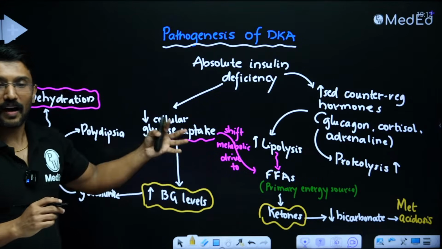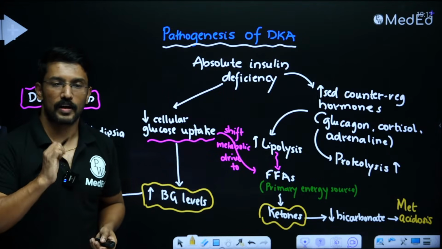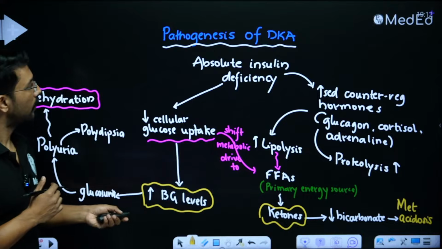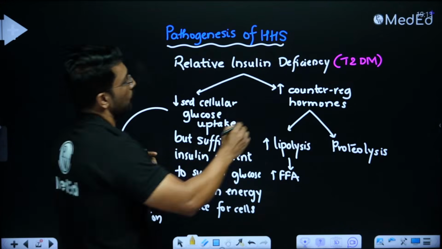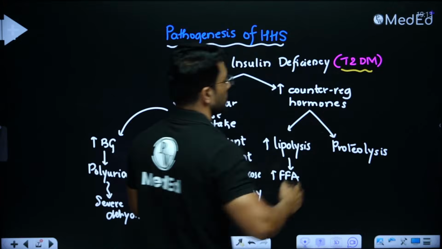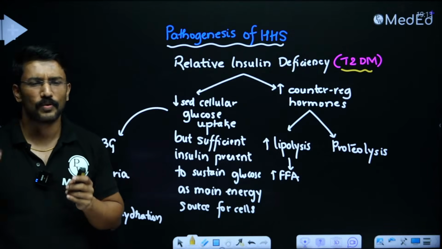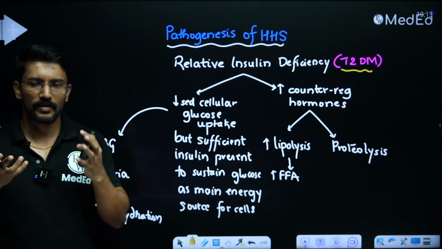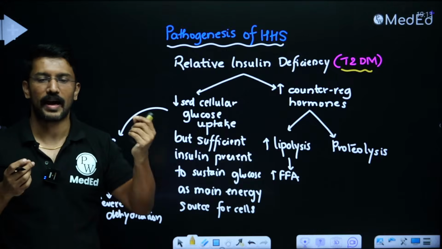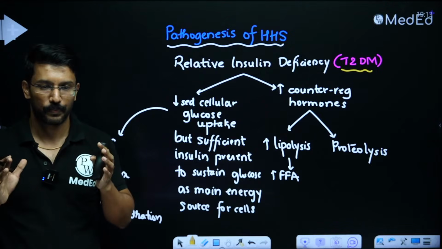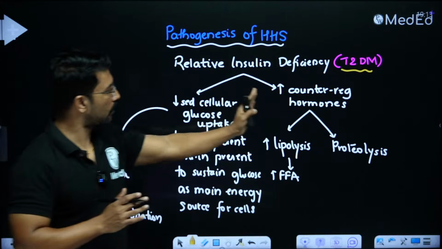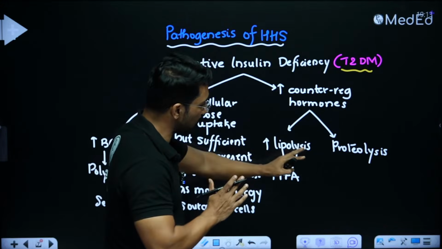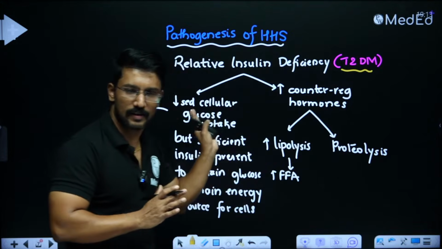Now what is this other condition called hyperosmolar hyperglycemic state, HHS? How is it different? HHS is typically more common in type 2 diabetes mellitus patients, where the main pathology is insulin resistance. So the body is not getting as much insulin as it wants, but not zero, right? So there is relative insulin deficiency. When insulin is low, counter regulatory hormones will increase. It will cause lipolysis and proteolysis, just like DKA.